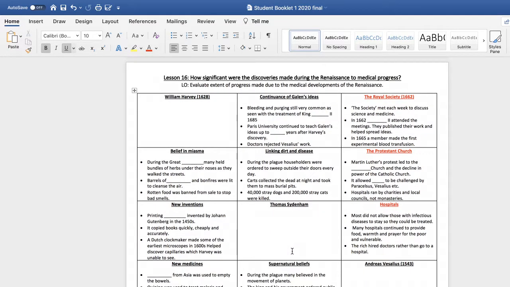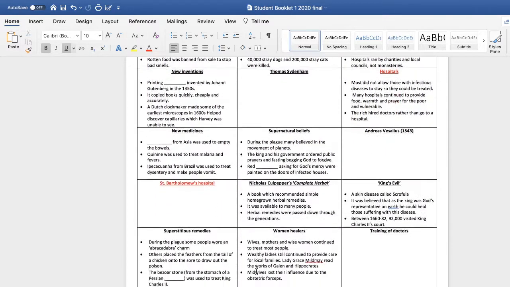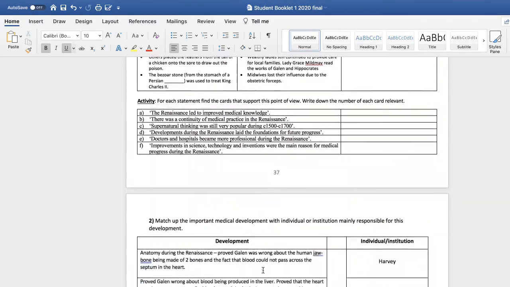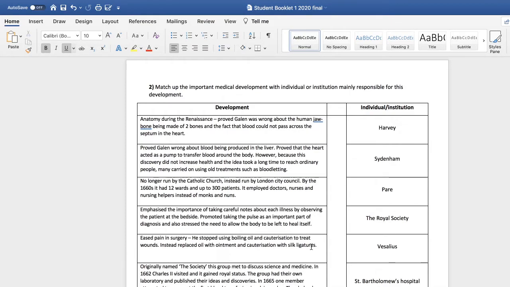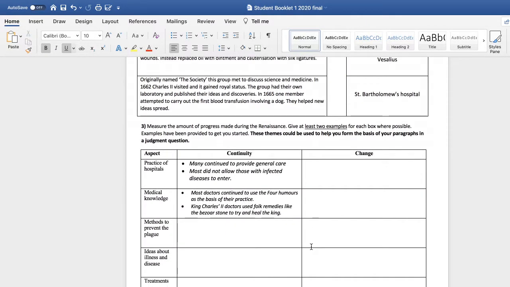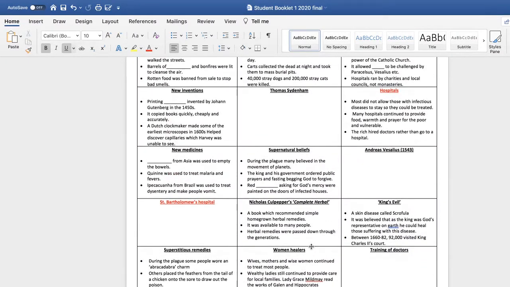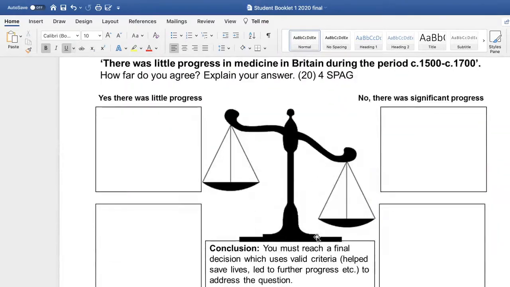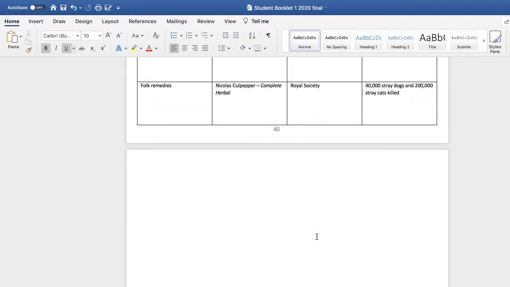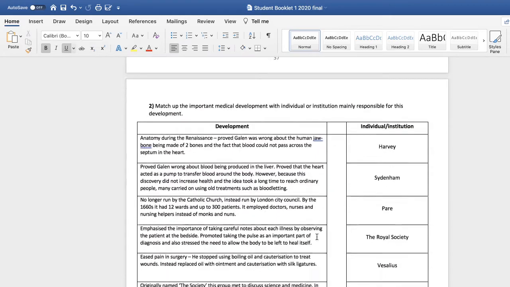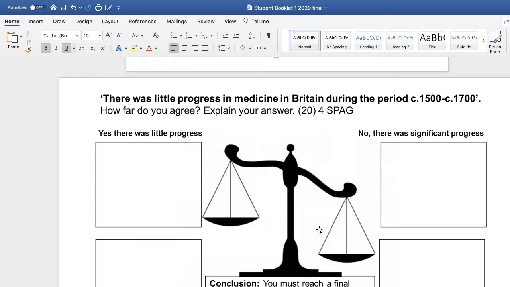So this is just the kind of knowledge grid that you would be revising from. Again, a few revision tasks that I would like you to do. Work your way through it. It's about everything that you would have studied so far in the Renaissance period. And then once you've finished all of those knowledge grids, you then have your question.